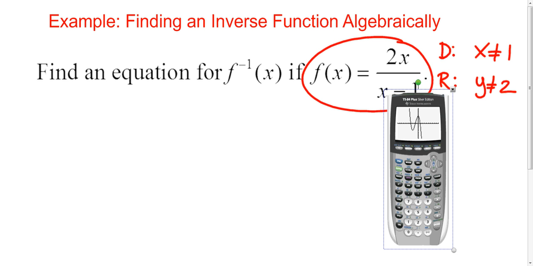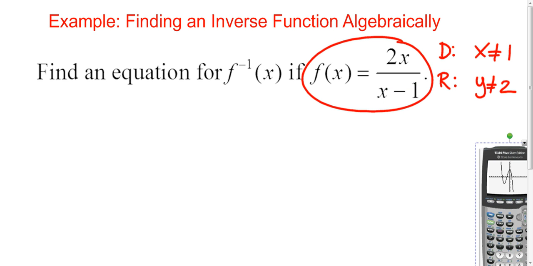However, the key point here is that it's really important to pay attention to what your domain and your range are on your original function, okay? So now I want to find the inverse.